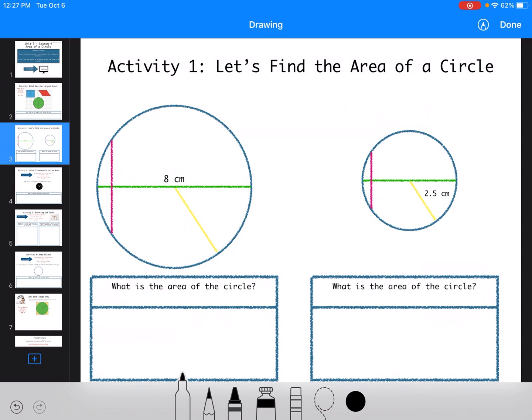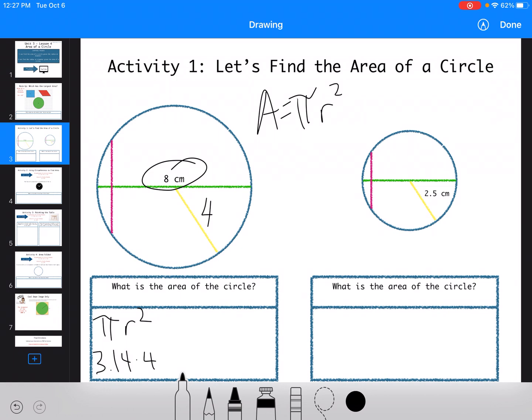All right, so now they want us to find the area of a circle. Remember that our formula is area equals pi times the radius squared. So for the first one, they give us the diameter. Well, the diameter is not going to do me any good because I don't have a diameter formula. So the radius would be 4 in this case. And lucky me, I already did this one. So 3.14 times 4 times 4, and I get 50.24 centimeters squared.